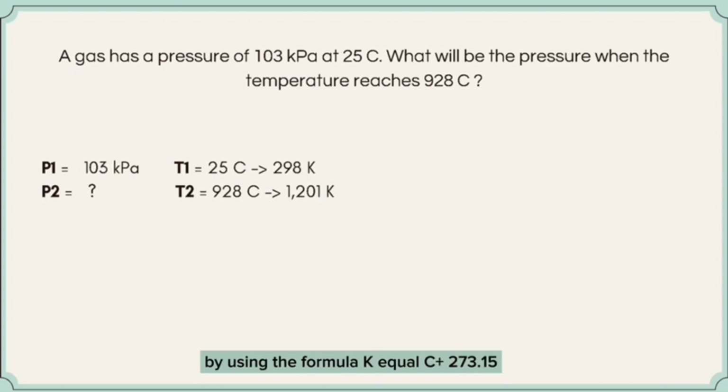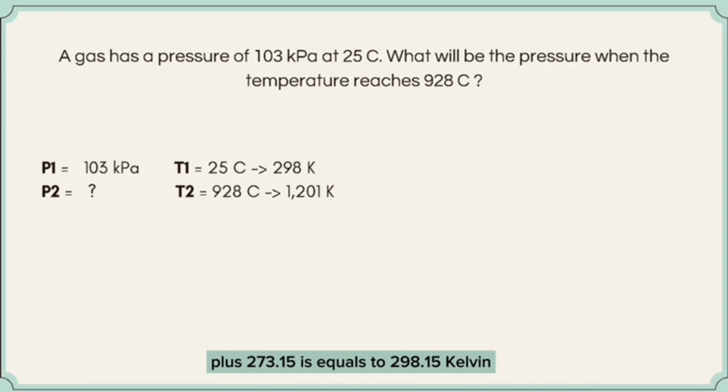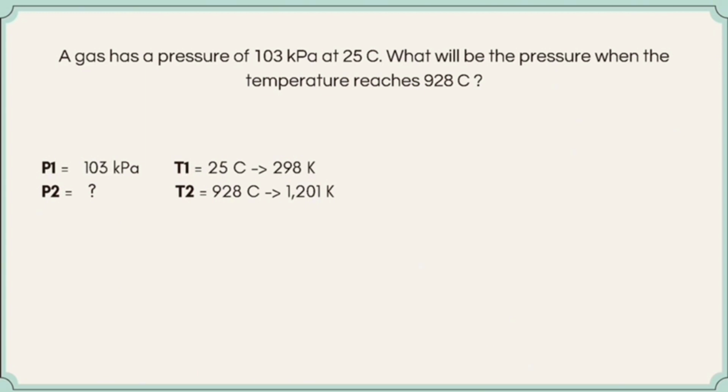formula K equal C plus 273.15. T1 is equals to 25 degrees Celsius plus 273.15 is equals to 298.15 Kelvin. T2 is 928 degrees Celsius plus 273.15 is equals to 1201.15 Kelvin.